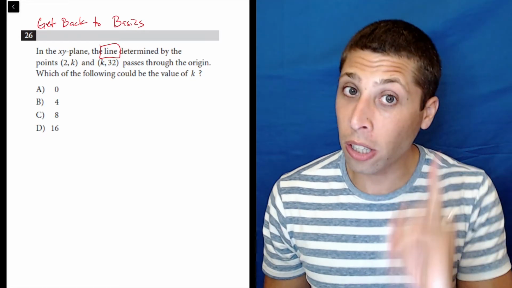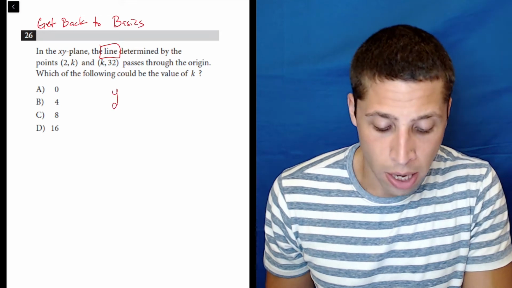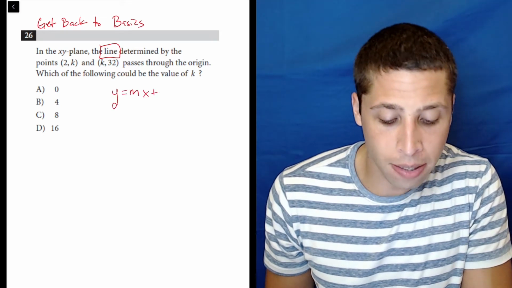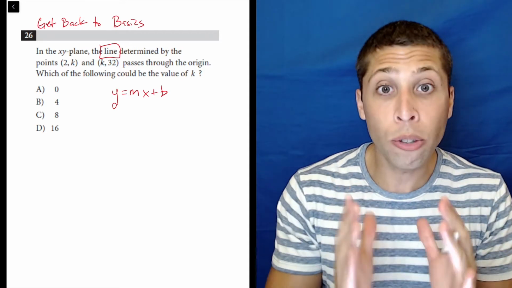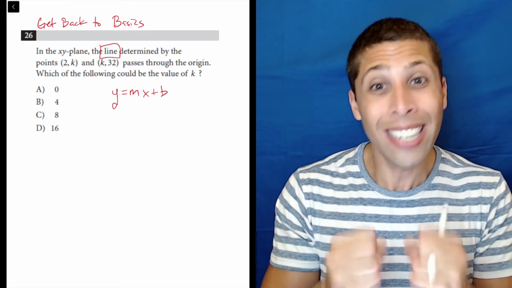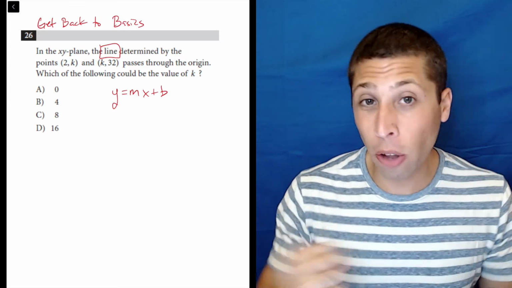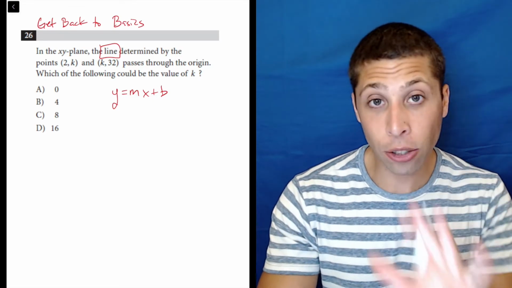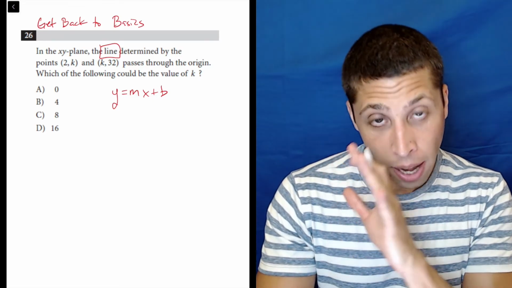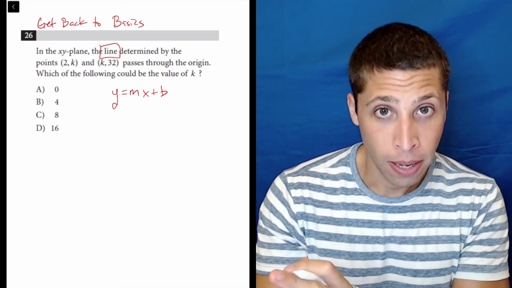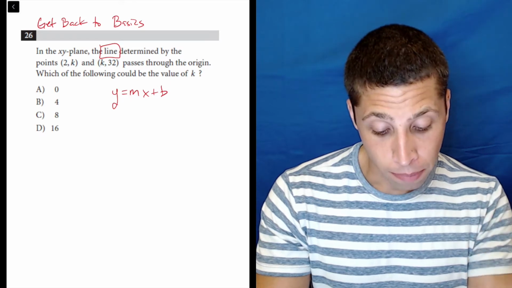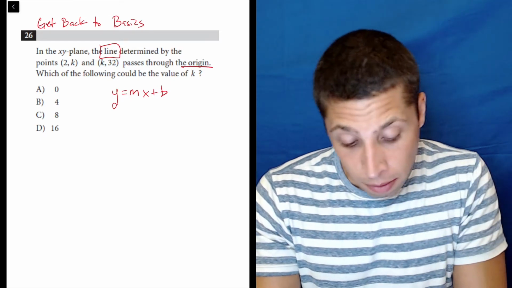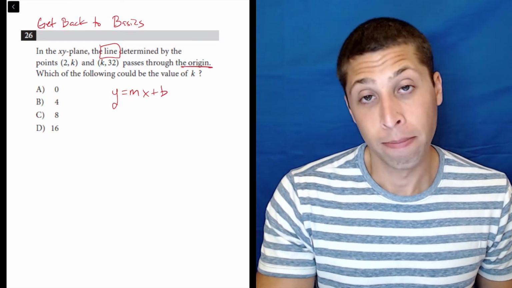So the first thing that you should be writing on your page if you are confused is y equals mx plus b. Okay? That's our lodestar. That's our anchor. We need to use that formula to make sense of all the confusing stuff. So what can we do first? Well, in order to have an equation of a line, I would want the slope and the y-intercept, the m and the b.